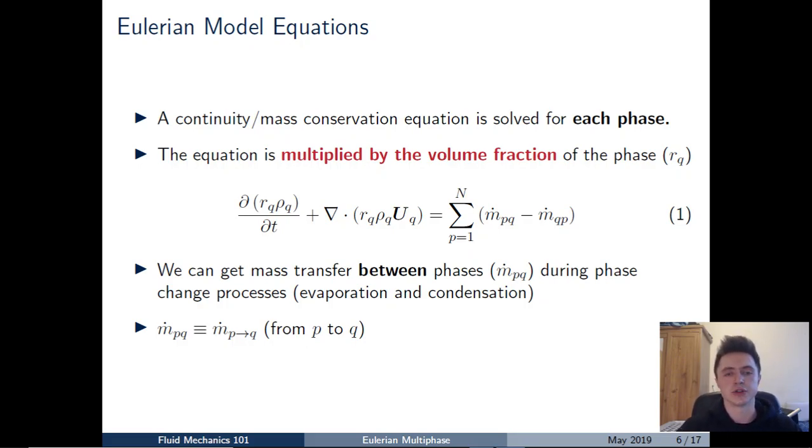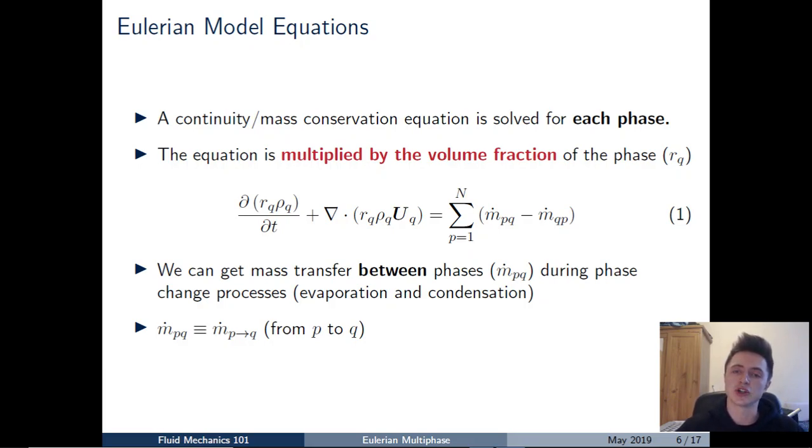Now, the form of the continuity equation you see there in equation 1 is similar to the continuity equation that you may be used to for single phase flow, but with a few small differences. The first difference is that all of the terms on the left hand side are multiplied by the volume fraction of the phase Q that we're considering. The reason for that is that we solve the full set of model equations for every cell in our CFD mesh, but physically the phase only exists where the volume fraction is greater than 0, and that's why we multiply by the volume fraction in each of those terms on the left.